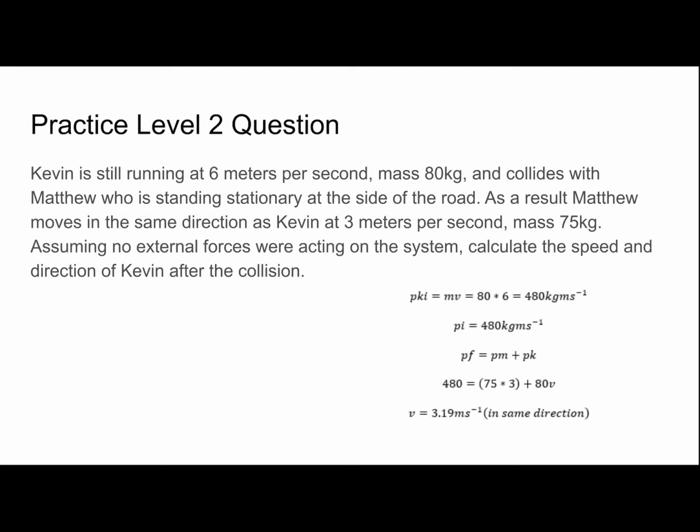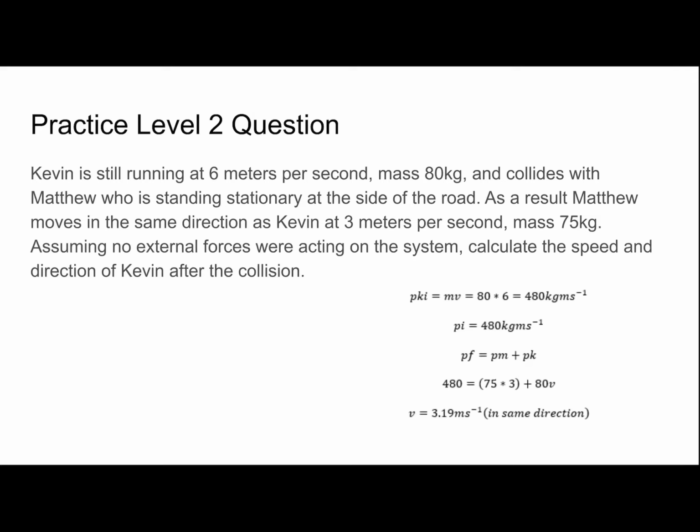The initial momentum is equal to 6 times 80. That's the momentum of Kevin because Matthew was stationary at the start. That is equal to 480 kilogram meters per second. Because Matthew was stationary, our initial momentum is 480 kilogram meters per second. Our final momentum is equal to the momentum of Matthew plus the momentum of Kevin, since the question tells us they're moving in the same direction. Therefore, 480 equals 75 times 3, because Matthew is moving at 3 meters per second, plus Kevin's mass times his velocity, which we're trying to figure out.